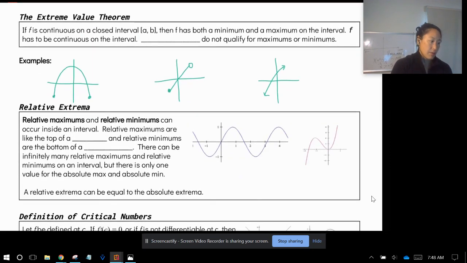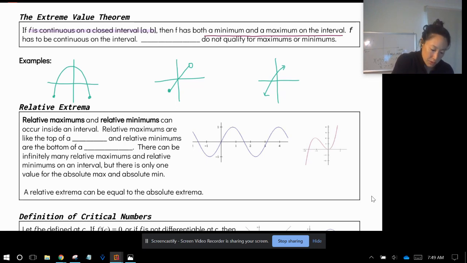So the extreme value theorem. If f is continuous, so here are the conditions, if f is continuous on the closed interval a comma b, then f has both a minimum and a maximum value on the interval. So it has to be defined on the endpoints. Okay. f has to be continuous on the interval.